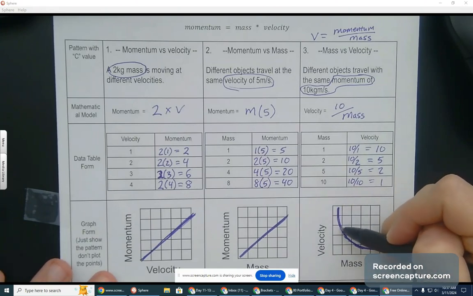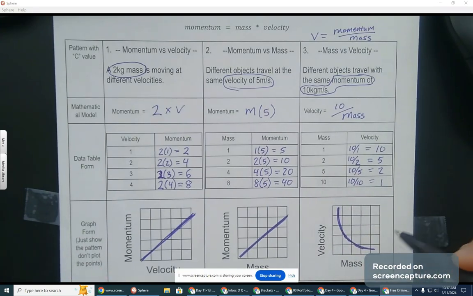All right, that is how we go ahead and solve these types of problems. Again, let me know if you have any questions or if you get stuck on any of it.